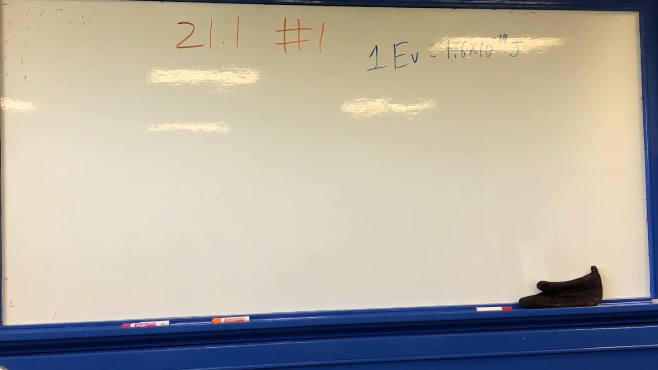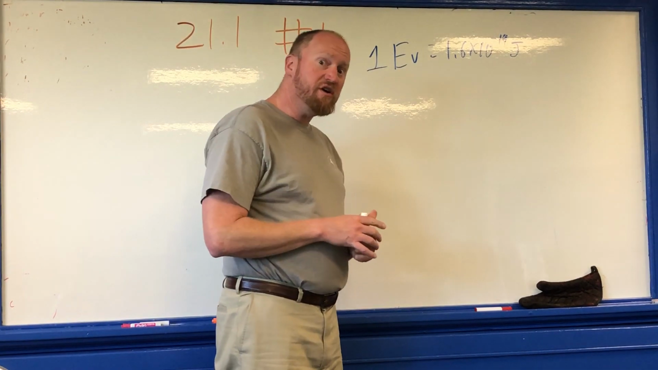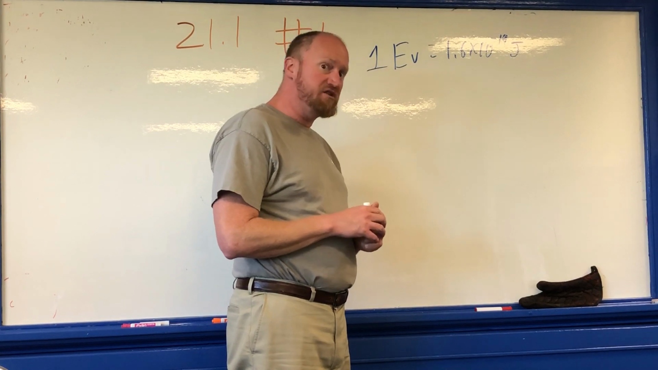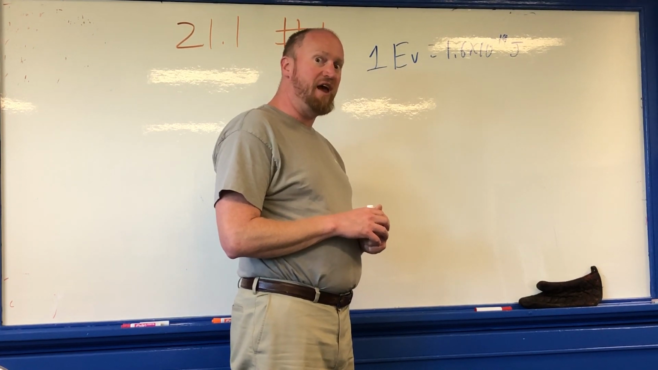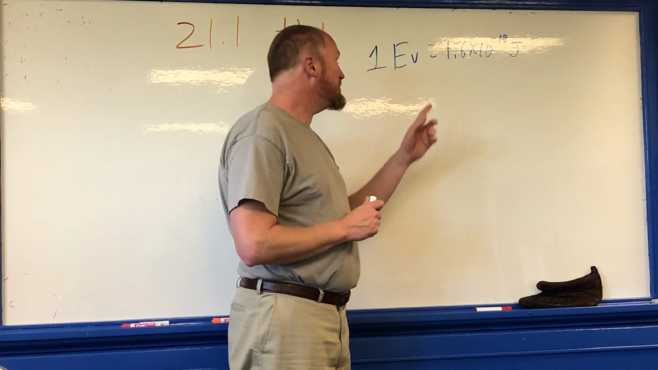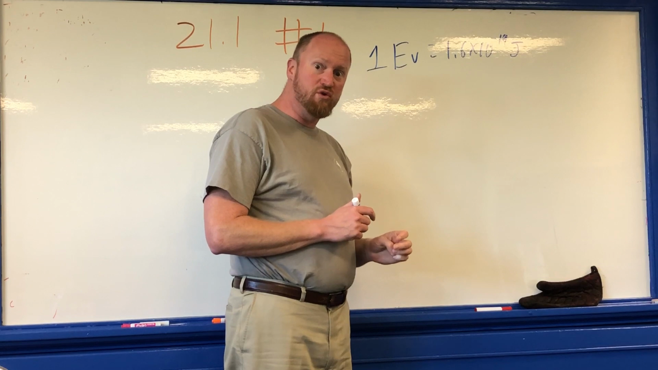Hello, welcome to 21.1. Now, when we started quantum mechanics, we needed a quantum size unit to measure energy with, and we have one, the electron volt. 1 electron volt is equal to 1.6 times 10 to the negative 19 joules.